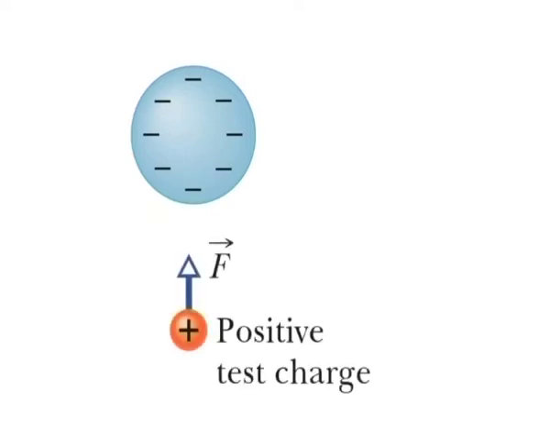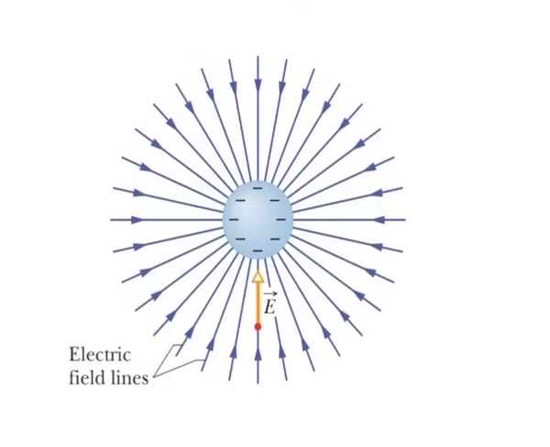If we place a positive test charge at any point near the sphere, we find that an electrostatic force pulls on it towards the center of the sphere. Thus, at every point around the sphere, an electric field vector points radially inward towards the sphere. We can represent this electric field with electric field lines as shown in this figure. At any point, such as the one shown, the direction of the electric field line matches the direction of the electric field vector at that point.